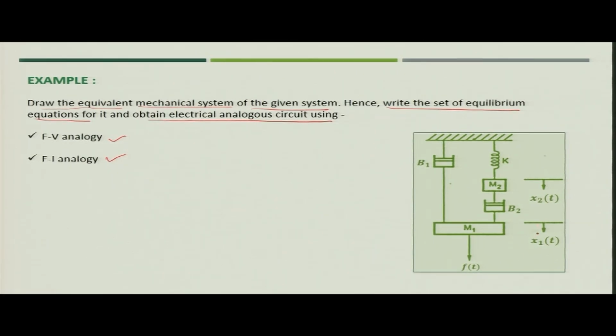If you see this figure, we have one dashpot having viscous friction coefficient B1, which is connected to M1, and force F(t) is applied. M1 is also connected to spring K through M2, with B2 as another viscous friction coefficient. M2 has displacement x2 at any time t, and M1 has displacement x1 at any time t. Now we have this mechanical system, and we need to convert it into the equivalent analogous electrical system.